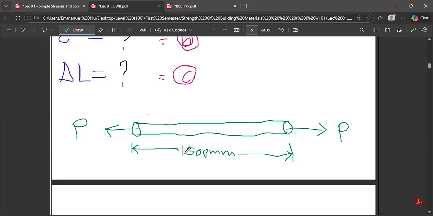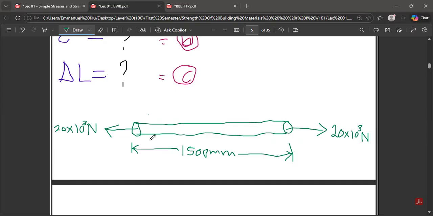It's subjected to an axial pull of 20 kilonewton. So to avoid confusing you, let me use my numbers, so that when you see the symbol, you know which one it is. That is 20 kilonewton, which is 20 times 10 exponent 3 Newton. That was actually the pull on it.